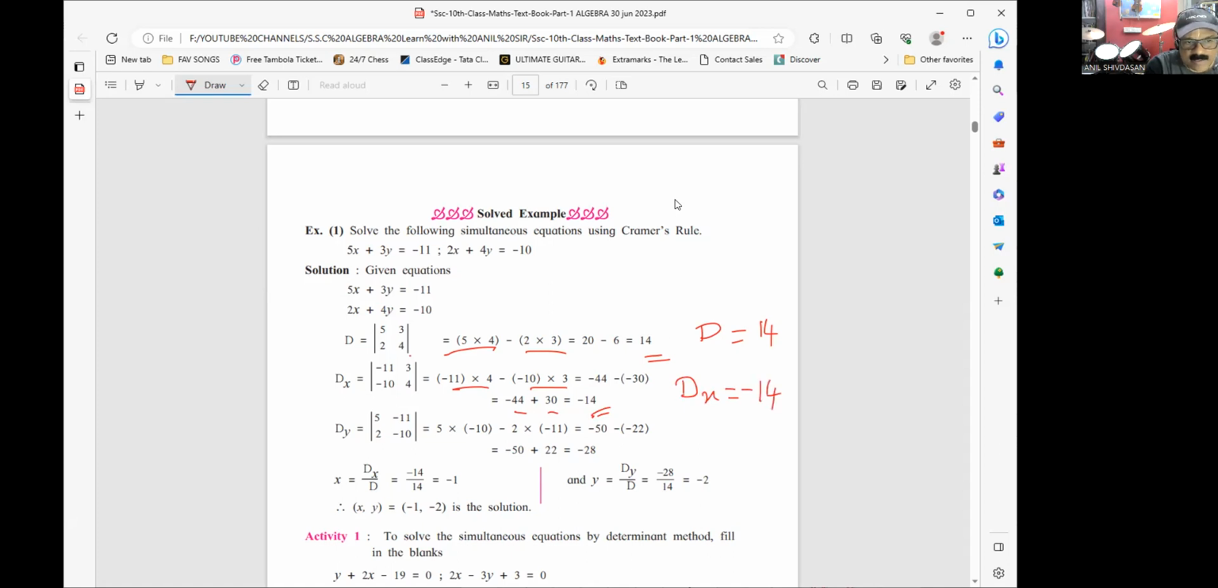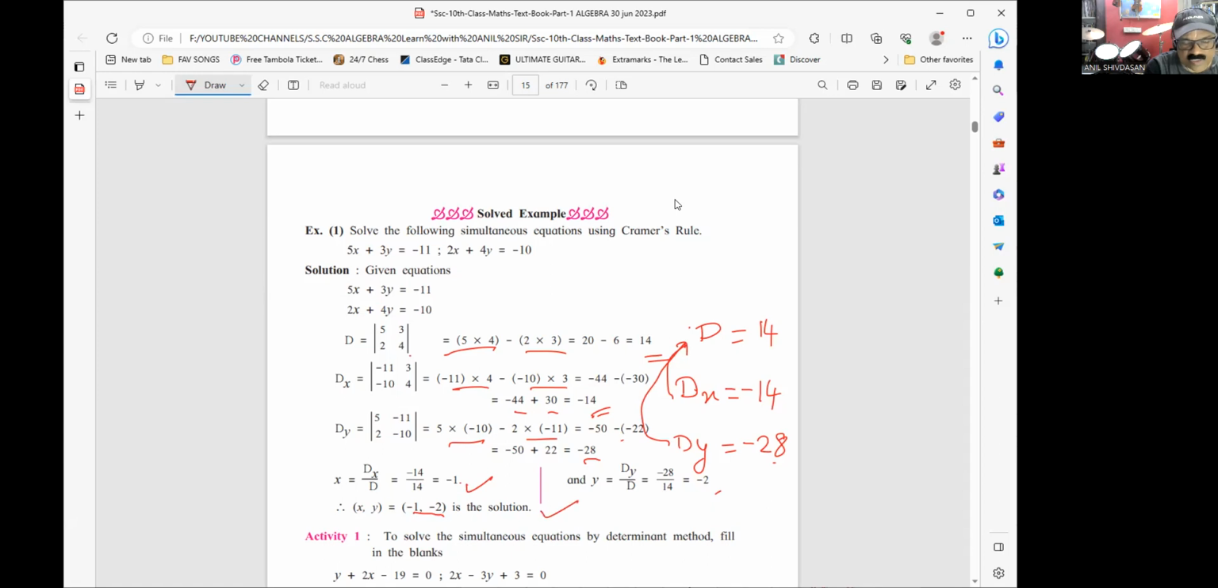And Dy. Dy is equal to 5, minus 11, 2, minus 10. So 5 into minus 10 minus 2 into minus 11: minus 50 plus 22. This becomes minus 28. So Dy is equal to minus 28. How will you find x and y? X is equal to Dx upon D, which is minus 14 upon 14, which is minus 1, and y is equal to Dy upon D. So minus 28 upon 14, which is equal to minus 2. So what is the answer? X equal to minus 1 and y equal to minus 2.